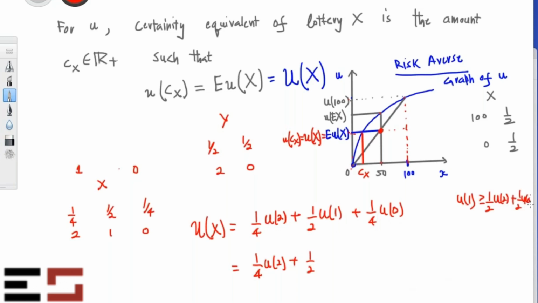Why is this true? Because U is concave, so this is true. Because 1 is the expected value of this lottery. Do you agree? A risk-averse individual will always prefer 1 over the lottery itself. That's this inequality. This is the utility associated with the expected value, and it's greater than or equal to the expected utility of the lottery. So if I replace this by half U2 and half U0, do you agree I'll make this term smaller?